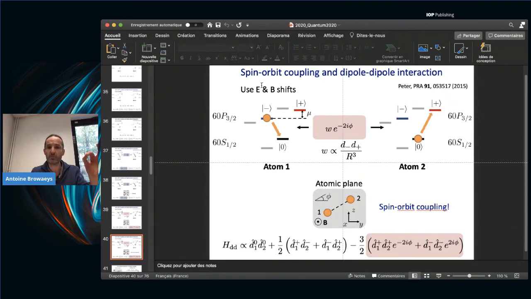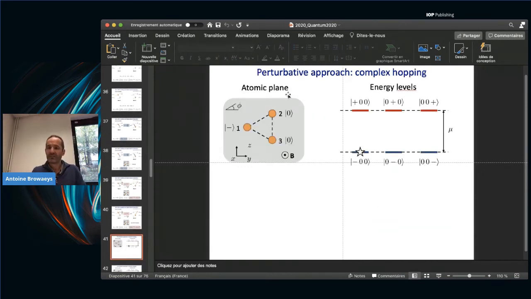If the minus excitation moves from atom 1 to atom 2, at the same time the internal state of the excitation moves from minus to plus. So you've changed the internal spin of the atoms while the particle hops from one place to another, hence the name spin-orbit coupling. So now let's look at the consequence of this spin-orbit coupling when I consider a triangle.